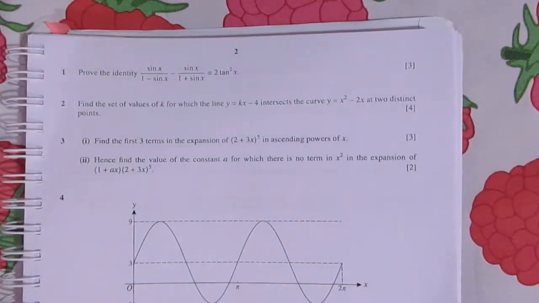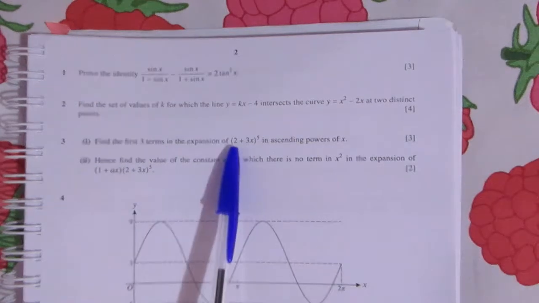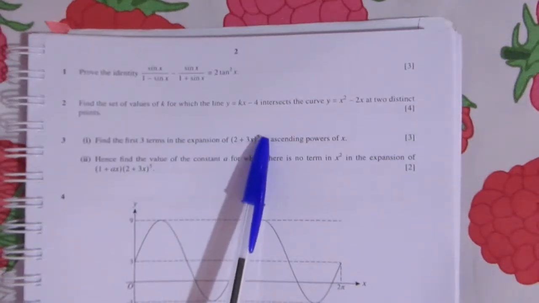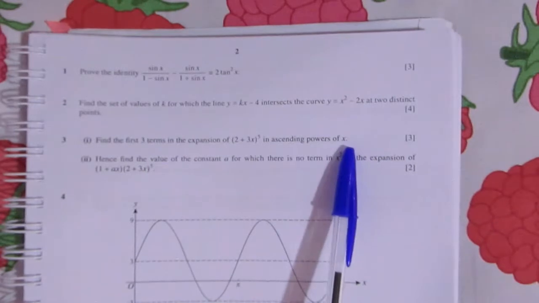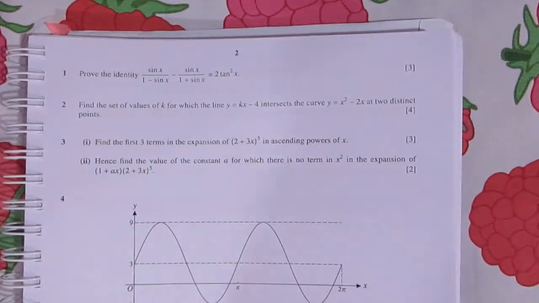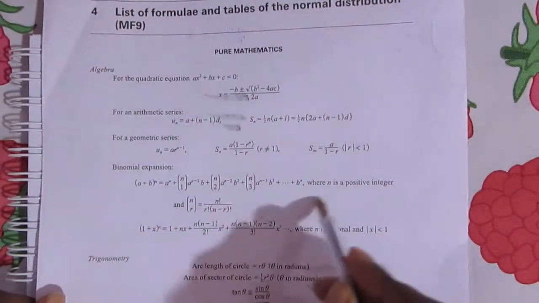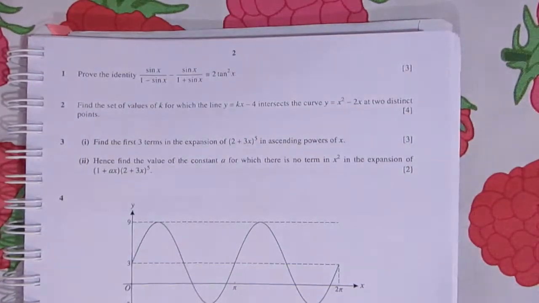Welcome back everyone. We'll be focusing on the third question now, part I, and it's asking us to find the first three terms of the expansion of (2 + 3x)^5 in ascending powers of x. Now you will be given the general formula in the formula sheet, but I do recommend memorizing it. It is a lot easier then and much quicker.